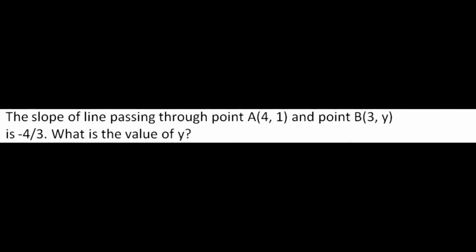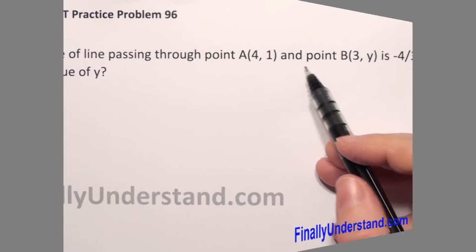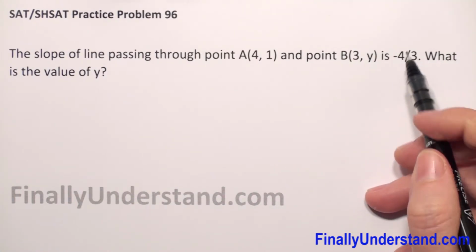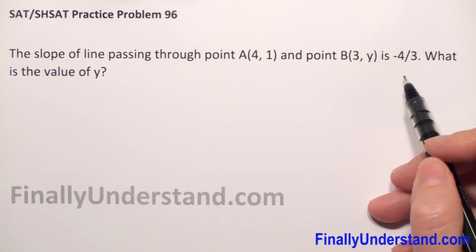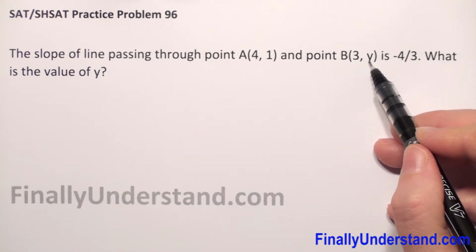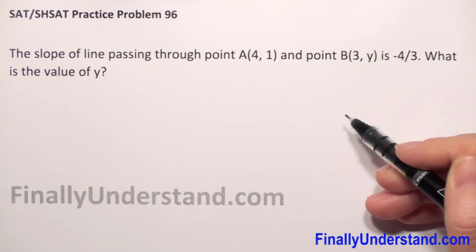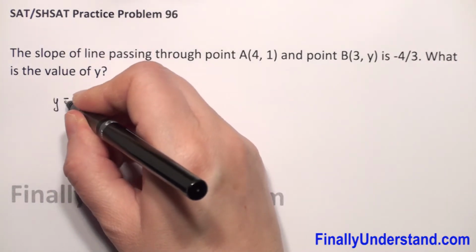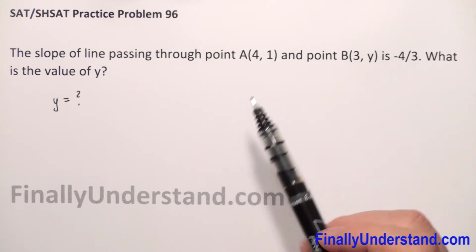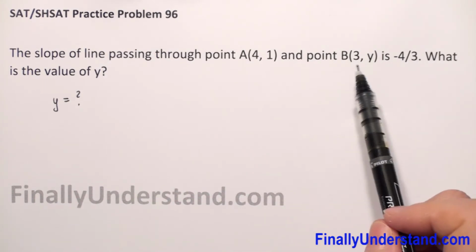The slope of the line passing through point A, coordinates (4, 1), and point B, coordinates (3, y), is negative 4 over 3. What is the value of y? The second coordinate of point B is our unknown. We have to find y. And what we have given is the slope of the line passing through points A and B.